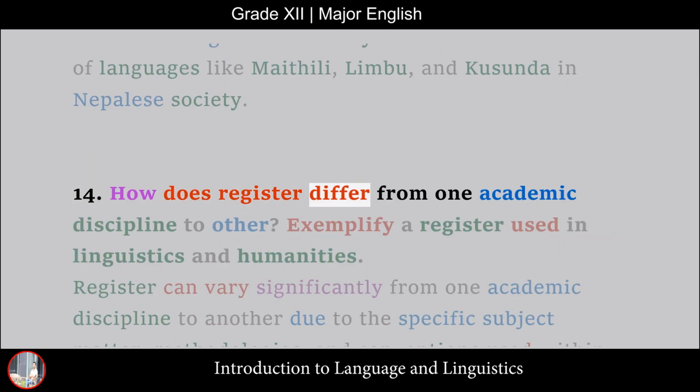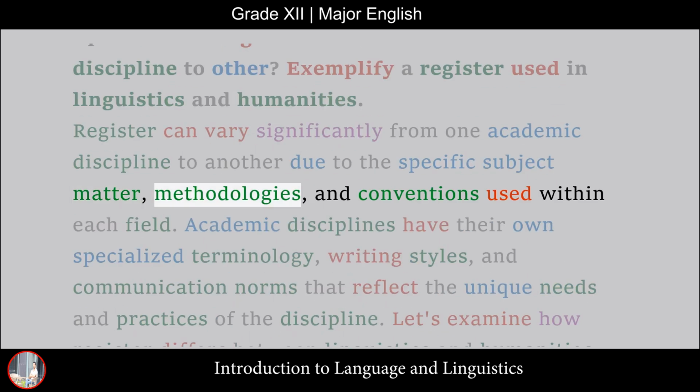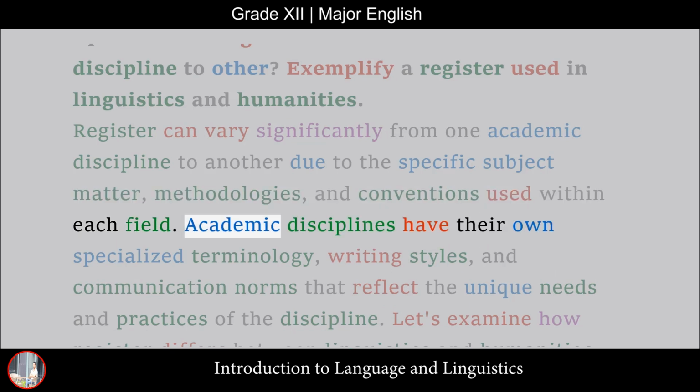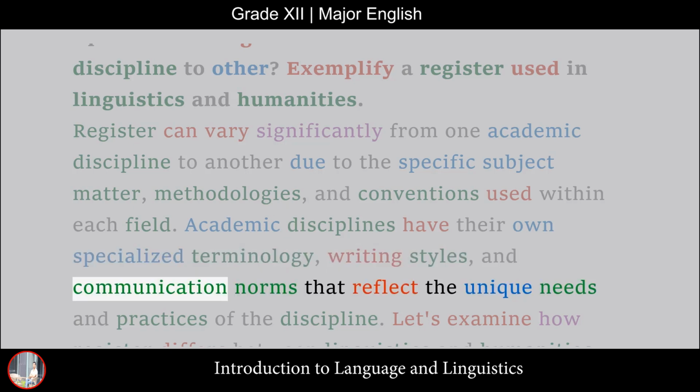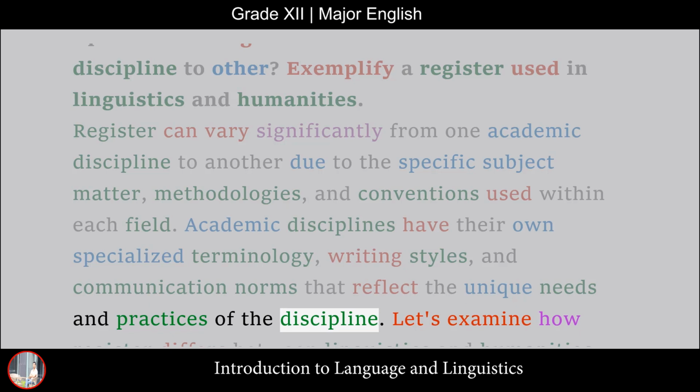14. How does register differ from one academic discipline to other? Exemplify a register used in linguistics and humanities. Register can vary significantly from one academic discipline to another due to the specific subject matter, methodologies, and conventions used within each field. Academic disciplines have their own specialized terminology, writing styles, and communication norms that reflect the unique needs and practices of the discipline.